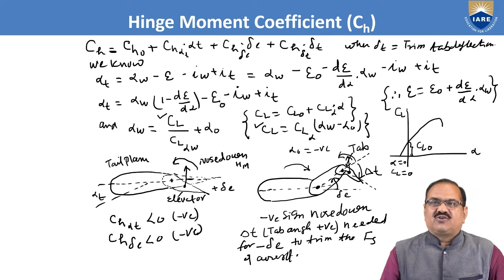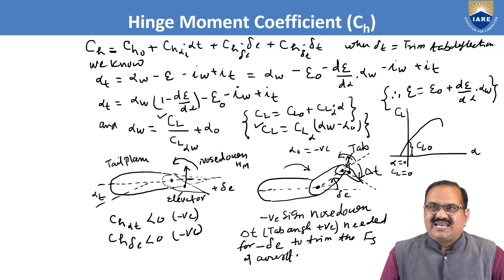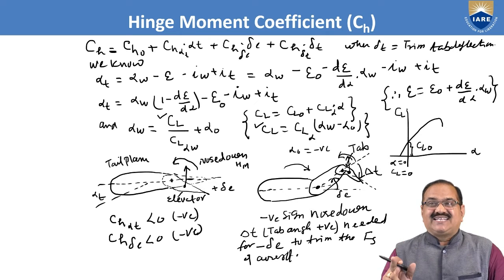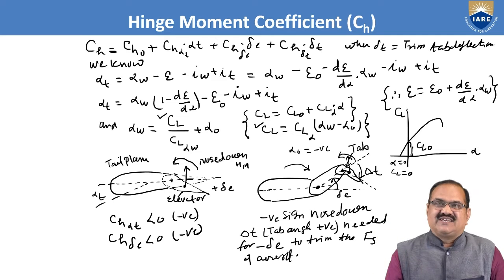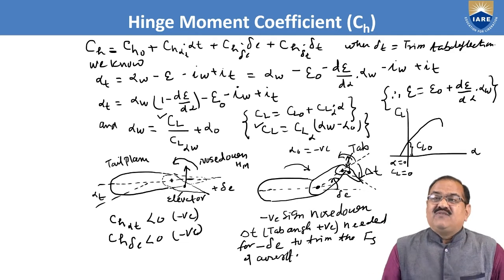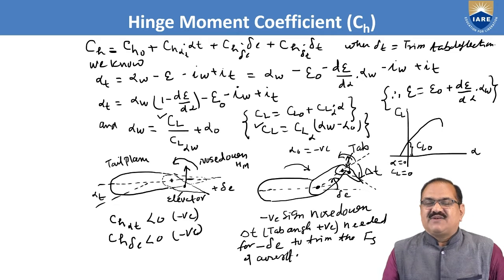CH is equal to CH naught plus CH alpha T into alpha T plus CH delta E into delta E plus CH delta T into delta T. So this delta T is a trim tab. Here we are not considering it for this case. So here alpha T, we know that it is alpha W minus epsilon minus IW plus IT.